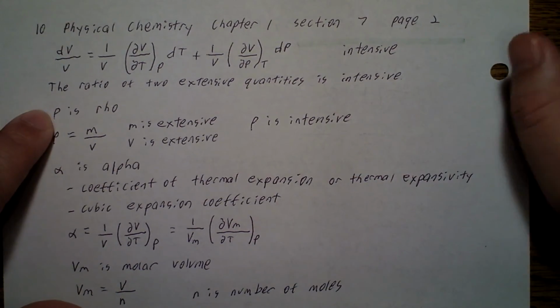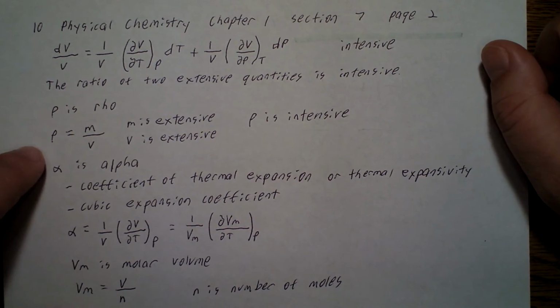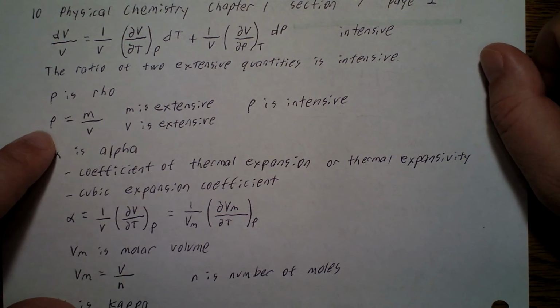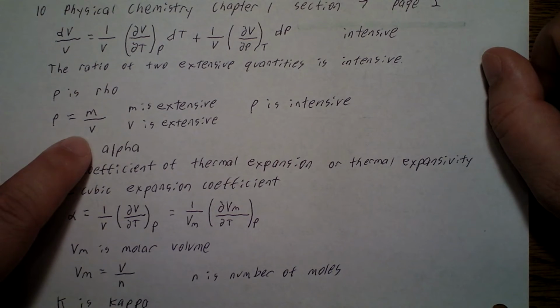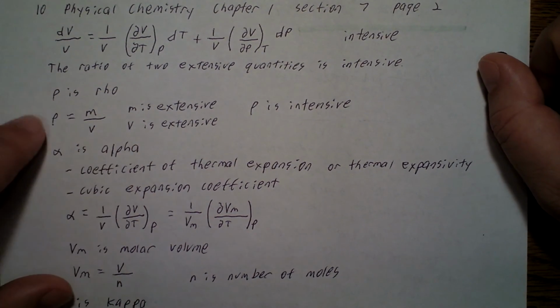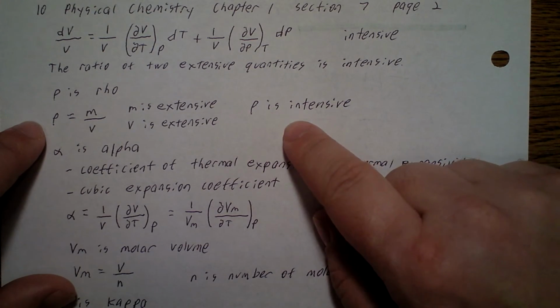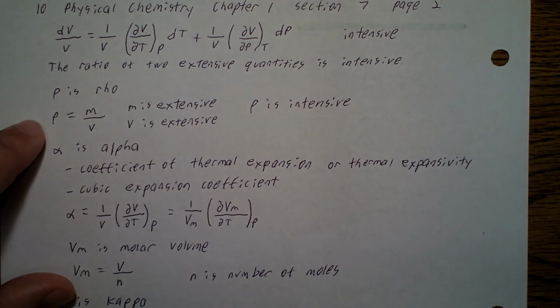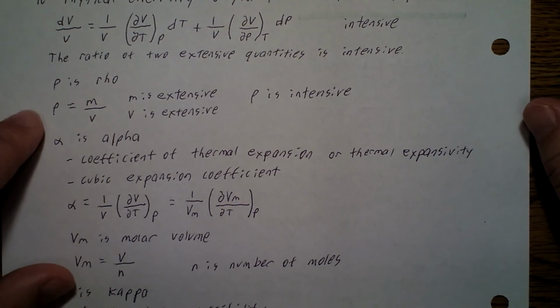Now this here is supposed to be a rho, a lowercase rho. So rho, remember, is density, mass divided by volume. Remember, mass is extensive, volume is extensive, but rho is intensive. So that's an example of what I was saying, where you can divide two extensive quantities and end up with an intensive quantity.